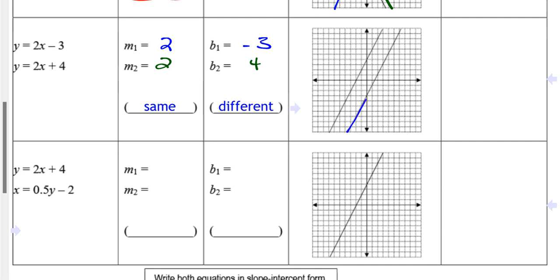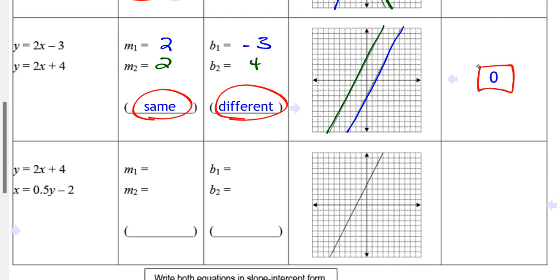So here's that first line, here's that second line. They're parallel since they have the same slope. Different y-intercepts means they don't cross anywhere, and so the result is that we have 0 solutions. This time, we want to look at both the fact that slopes are the same and y-intercepts are different. That results in 0 solutions.